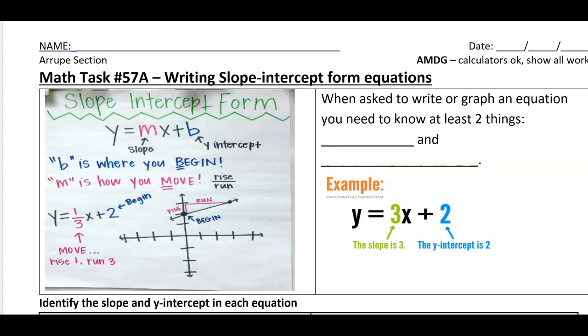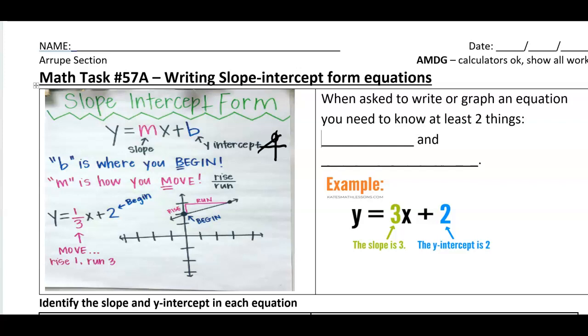Right off the bat, slope-intercept form is y equals mx plus b. Y and x are your variables. M stands for your slope. B stands for your y-intercept. That's the point on the graph where the line hits the y-axis. So B is where you begin, where you start, right? It's your starting point. And M is how you move, rise over run.